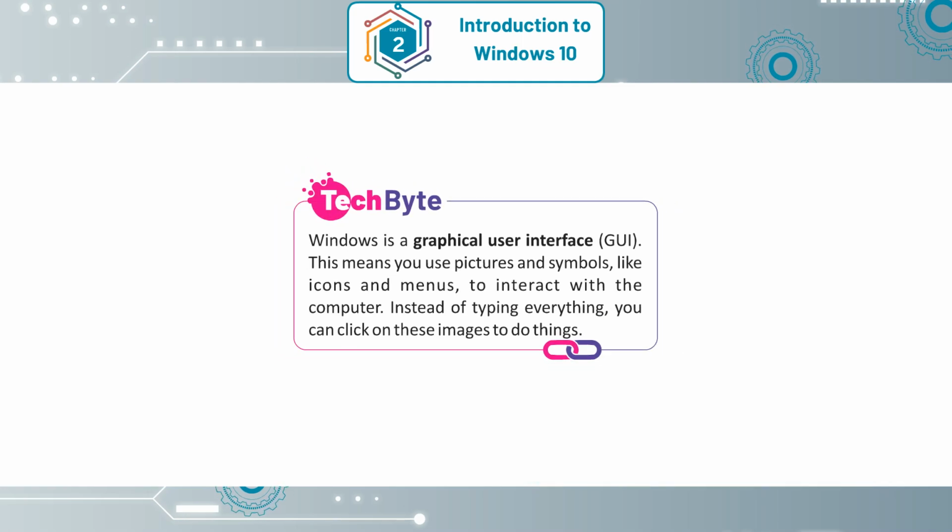TechByte. Windows is a graphical user interface, GUI. This means you use pictures and symbols, like icons and menus, to interact with the computer. Instead of typing everything, you can click on these images to do things.